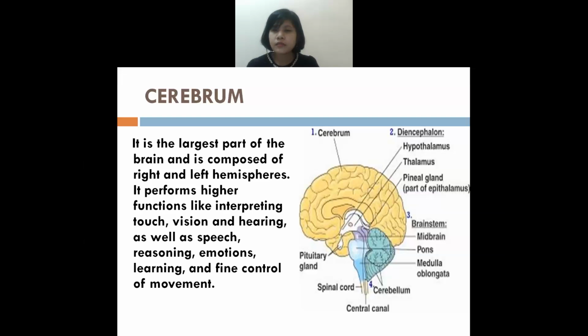And the next is learning. You can also control it by learning things. Next is fine control of movement, which means you can control your body, how it functions, how you walk, how you perform your physical activities, daily physical activities. So the cerebrum helps you in doing all those things.